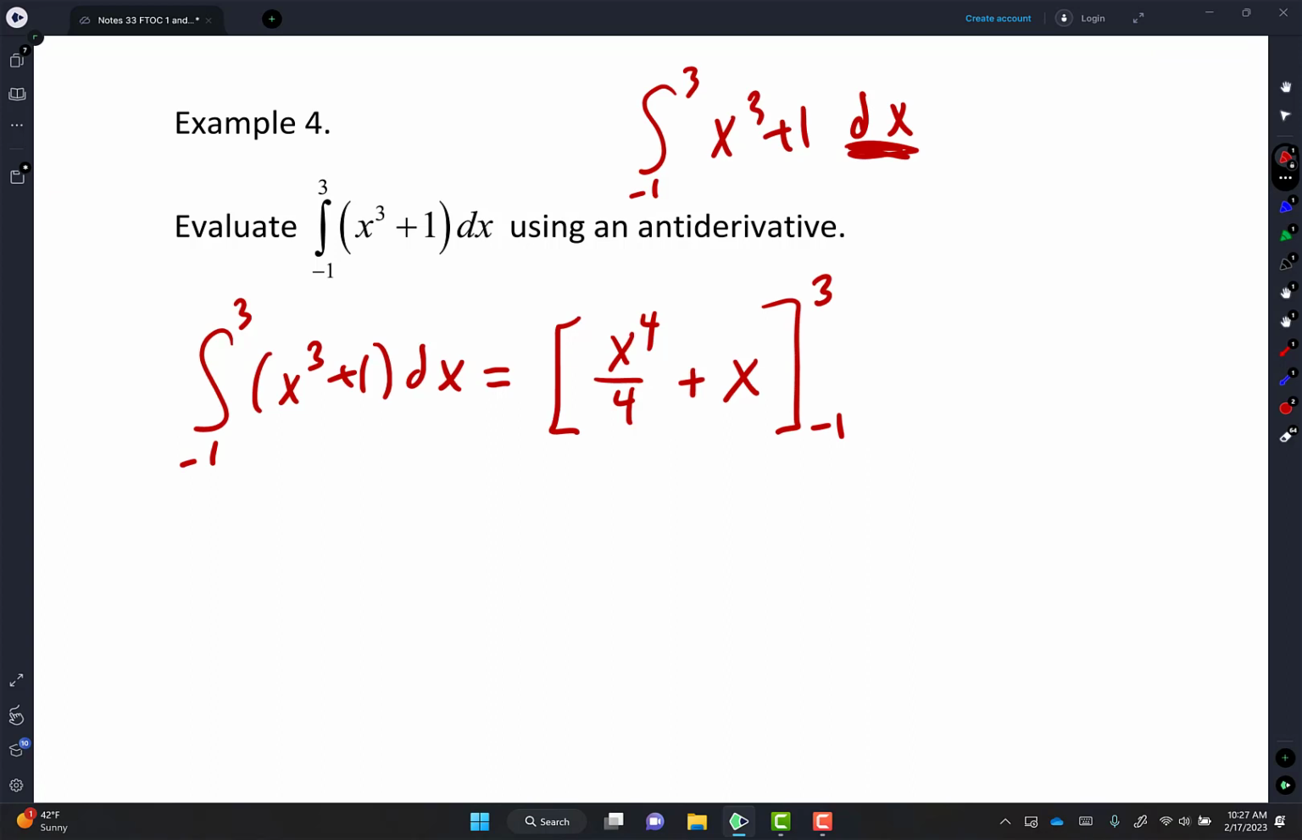Are we still okay? Now, you can put an equal sign here, or you can just continue it, however you want. I'm just going to continue here because I have more space. So now I'm going to do upper minus lower. Cool? So here we go.